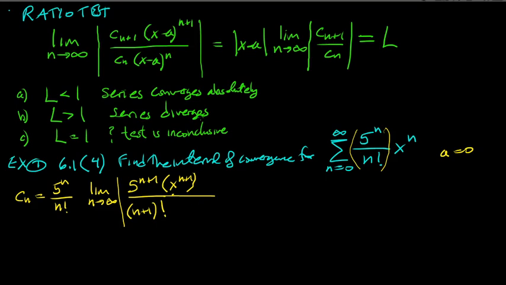When you divide, you're multiplying by the reciprocal. So the reciprocal will be 5 to the n in the denominator, n factorial in the numerator, and x to the n in the denominator. I just multiplied by the reciprocal instead of dividing. Same thing.